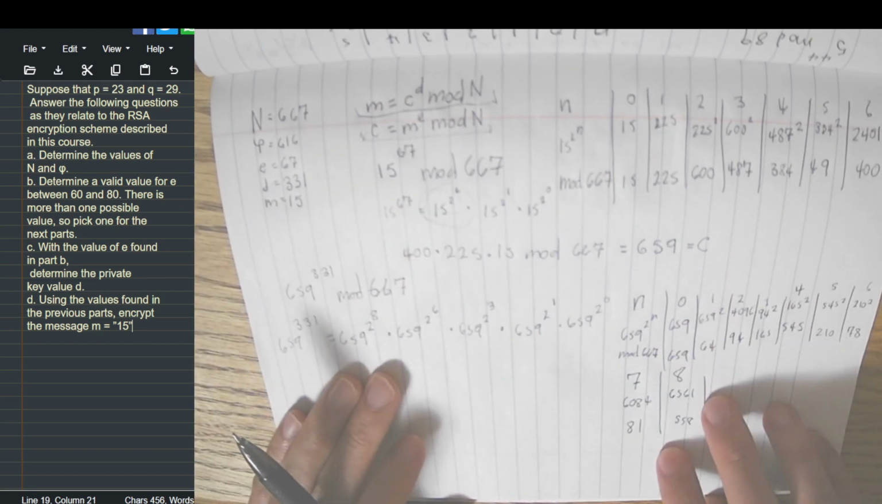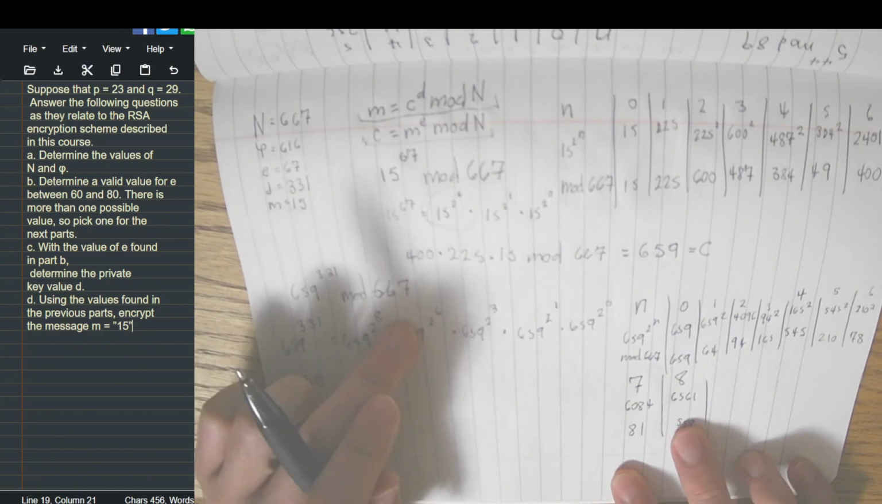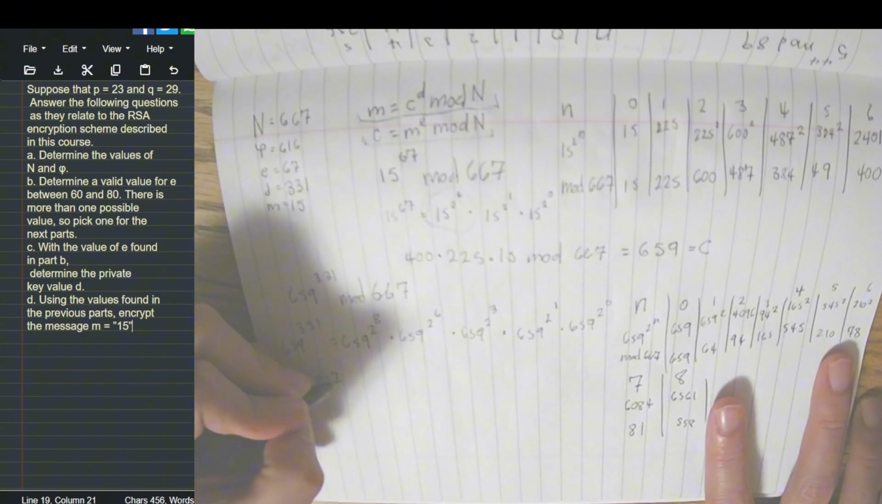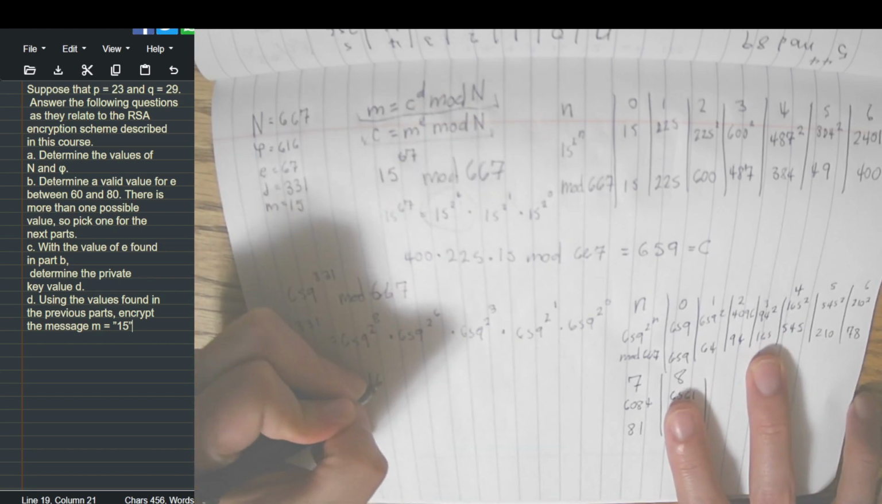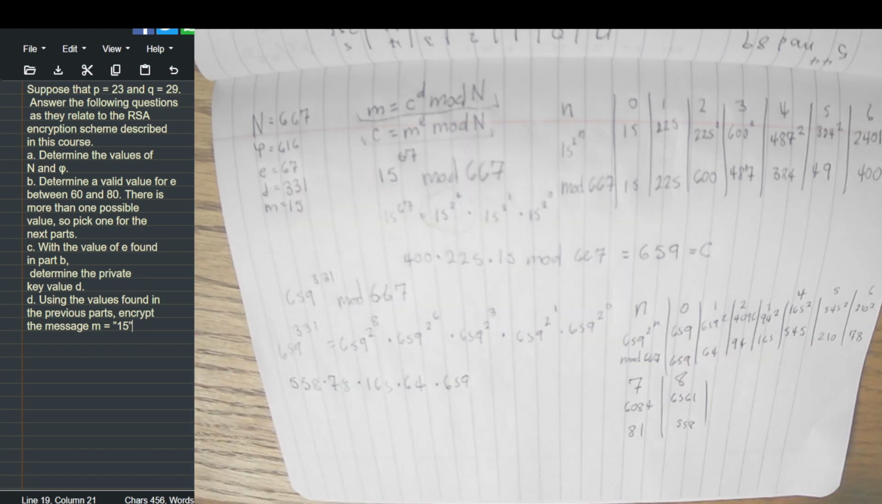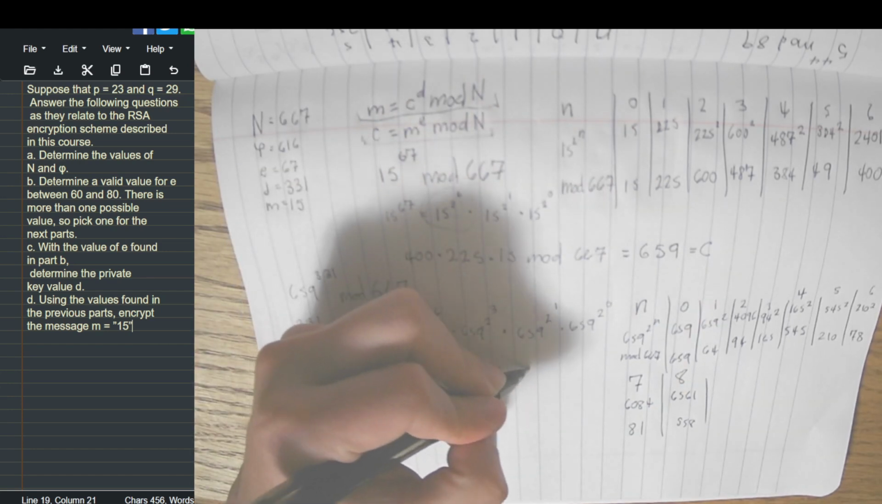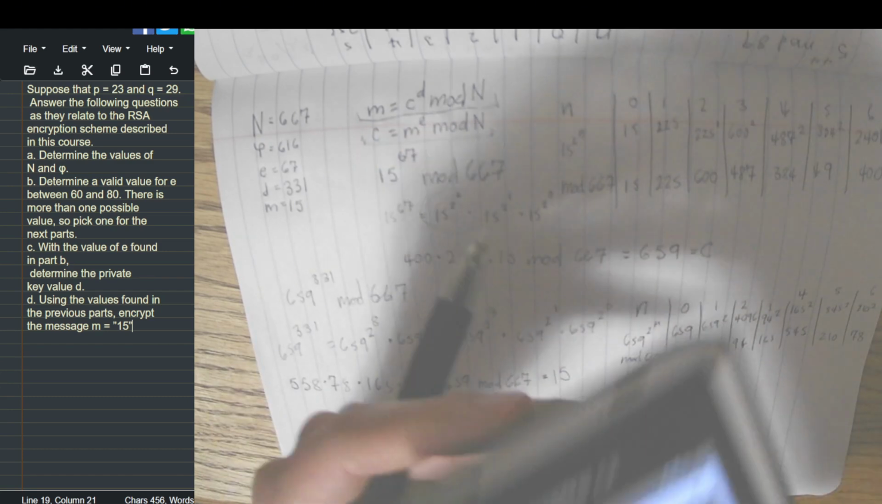So I've gone through that process, and now I can just plug these in. This is 558. This is 78. This is 165. This is 64. And this is 659. Let's multiply those all together. 659 times 64 times 165 times 78 times 558 is a large number. And let's take the modulus of that number, 667. And believe it or not, it's 15. I'll show on my calculator there if you can see. There you go. 15 right there.